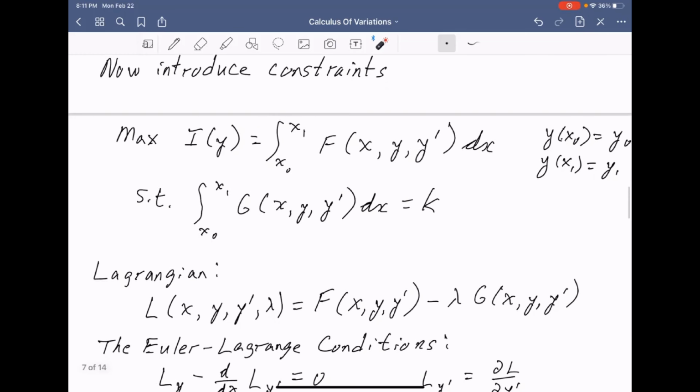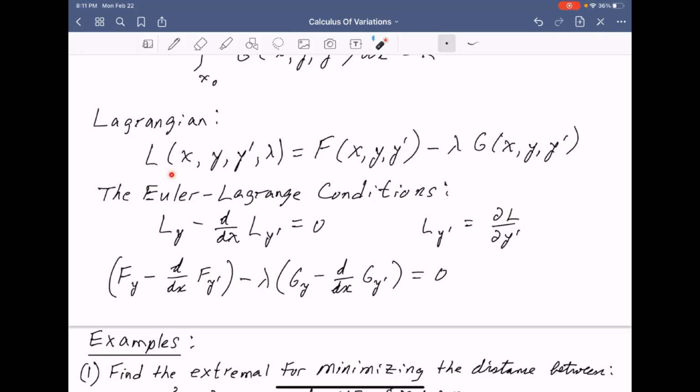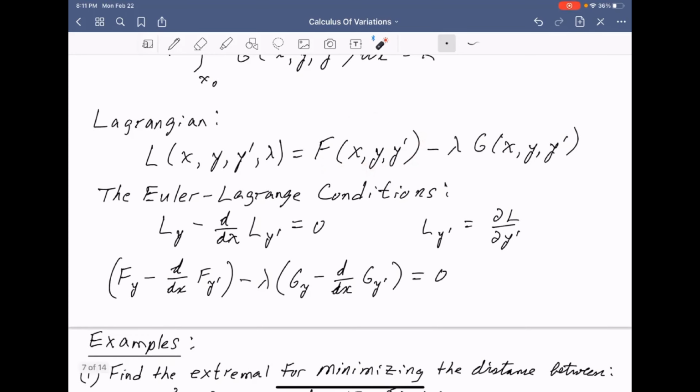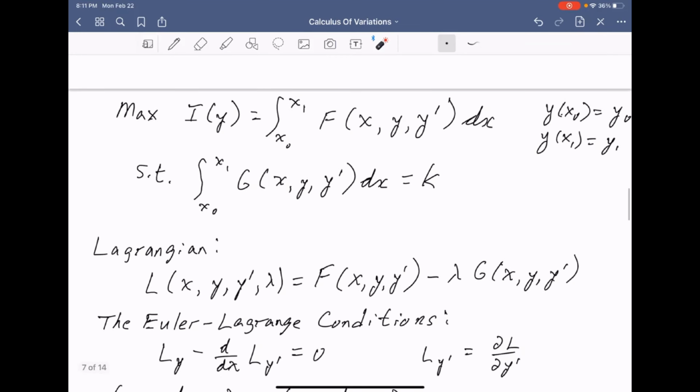We form the Lagrangian, and what the Lagrangian does is it's a function of x, y, y prime, and this Lagrange multiplier lambda. And the Lagrangian is simply equal to the objective function, without the integral.